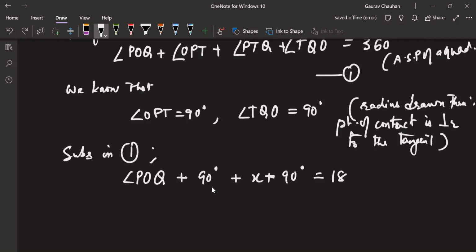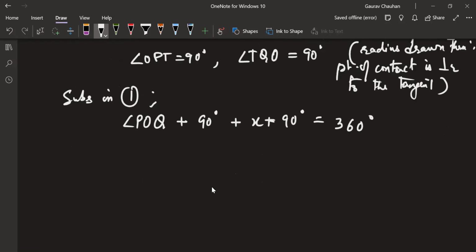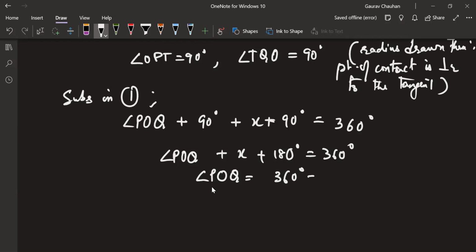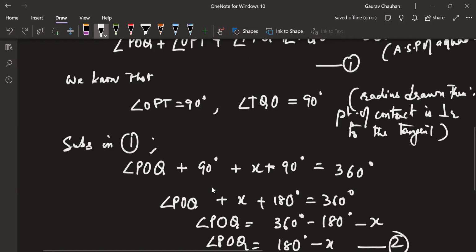Okay, that's equal to how much, Asghar? 360°. Okay, so angle POQ plus X plus 180° is equal to 360°. I'll get angle POQ is equal to 360° minus 180° minus X. That is angle POQ is equal to 180° minus X. Let's mark this as number 2.